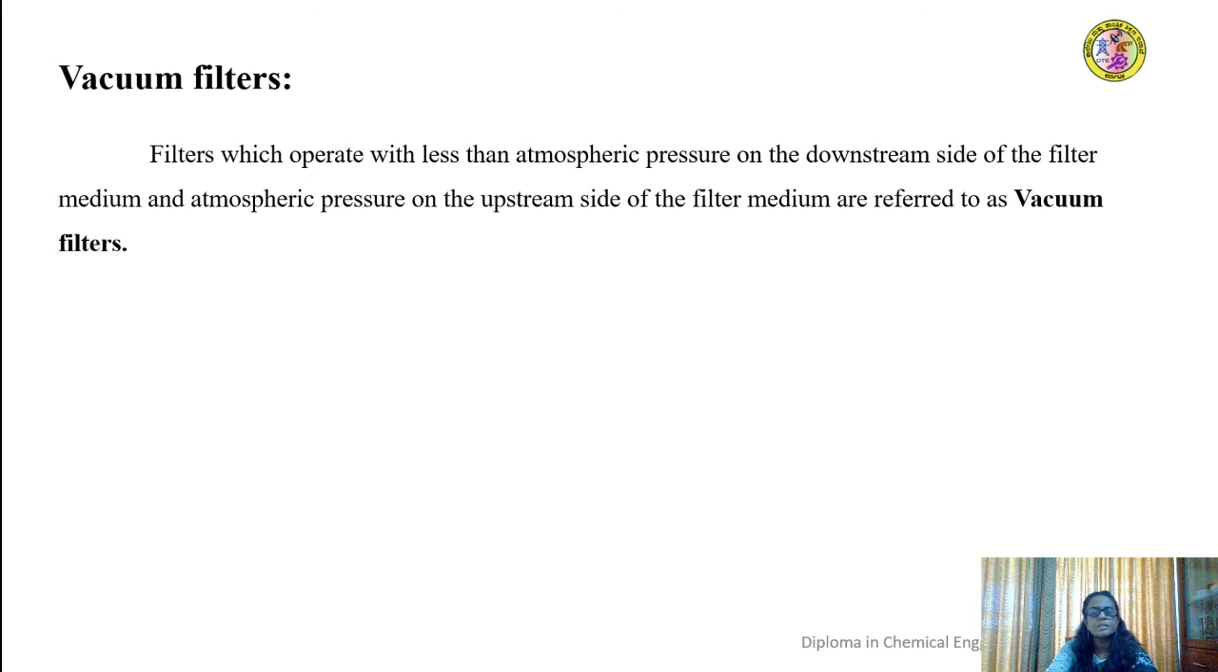So when the pressure acting on the downstream side of the filter medium is a sub-atmospheric pressure, that is the vacuum pressure, on the upstream side of the filter medium there will be atmospheric pressure acting on the filtering surface. In that way, we can create a pressure difference or a pressure drop across the filter medium to act as a driving force to draw the filtrate through the filter medium, thereby separating the solids from liquids.